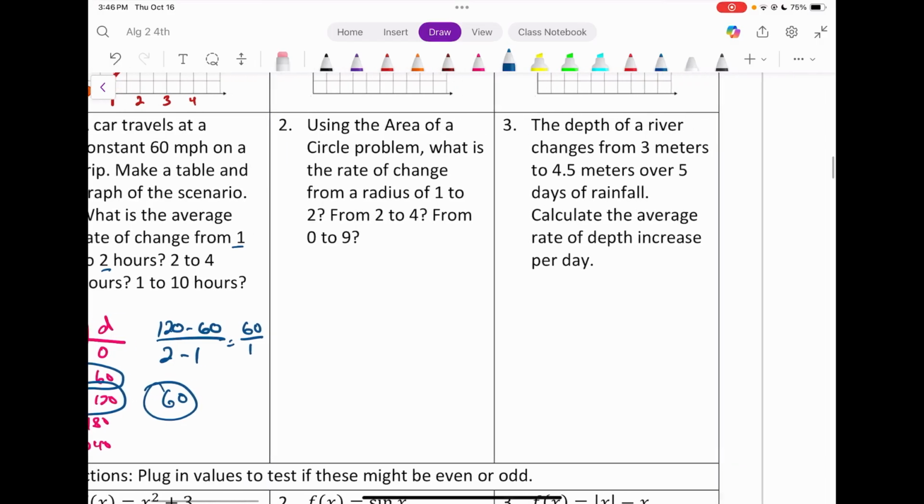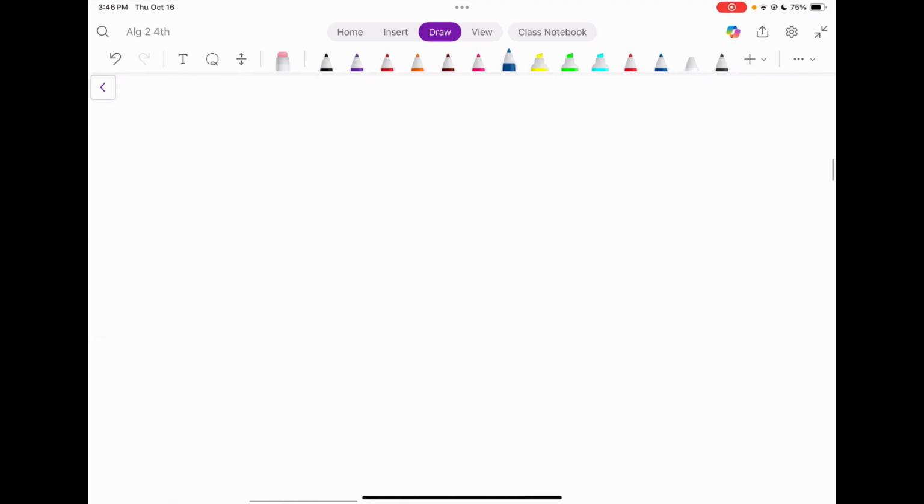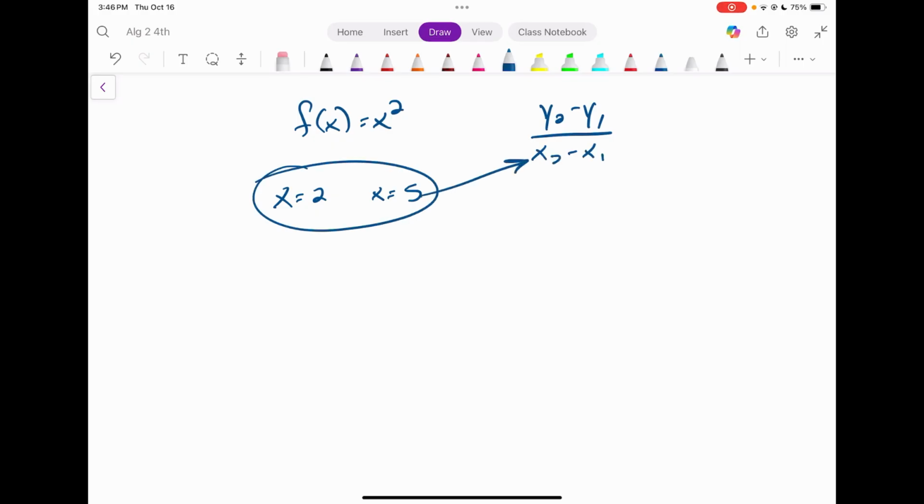So let me show you what your other problems would look like. Let me give you a function, f of x equals x squared, and I want to know the average rate of change from x equals 2 to x equals 5. So that's what the problems will look like. In order to find an average rate of change, we need y values and x values. What they've just given you is the two x values. In order to find those y values, you're going to have to plug those into the function.